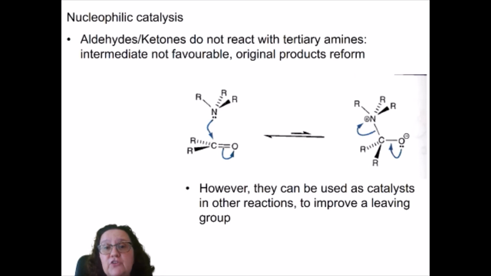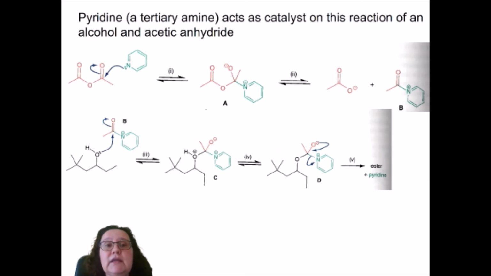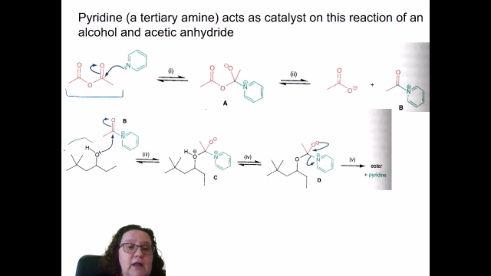So this is a slide that I showed you in a previous video. This intermediate of reaction is not particularly stable, and it reverts quite quickly to the original structure, the tertiary amine and the carbonyl group of an aldehyde or a ketone, separated. However, that inability of progressing makes them good catalysts. So for example, this is an example of how one can use this tertiary amine, in this case pyridine, to react acetic anhydride with an alcohol, and you've got the alcohol here.